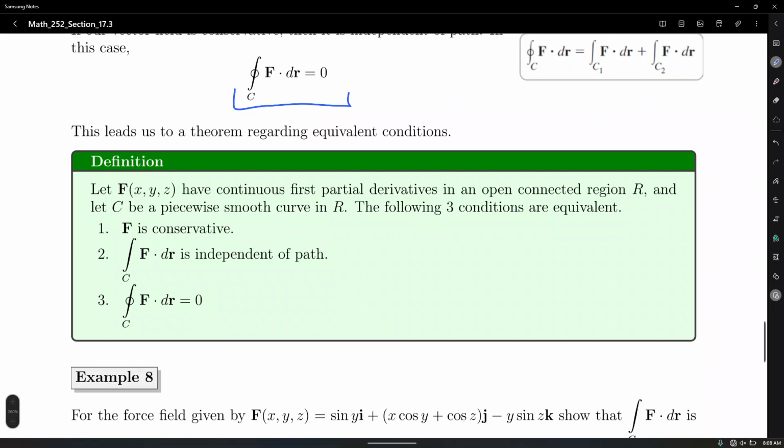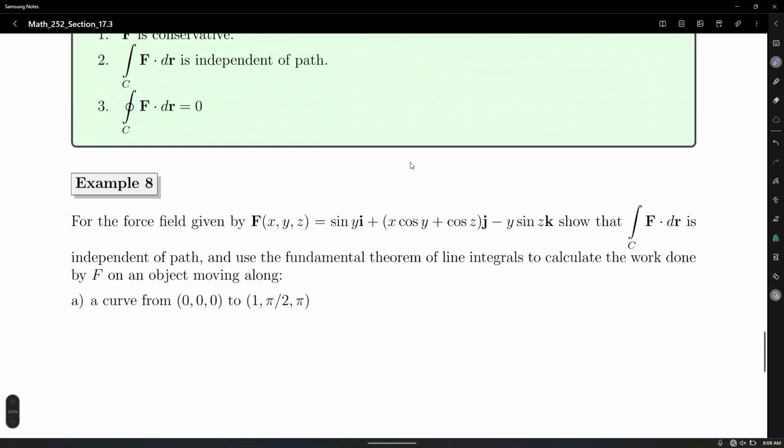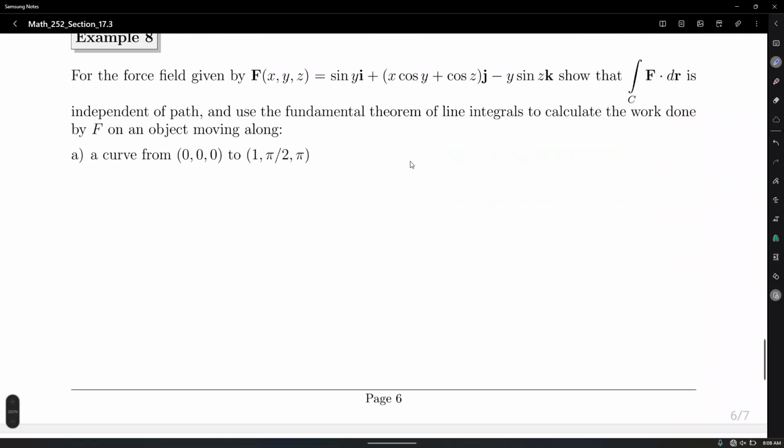All right, let's have a look at one example and wrap up the section. We're given the force field f of x, y, z. Show that the integral along C of f dr is independent of the path and use the fundamental theorem of line integrals to calculate the work done by f on an object moving along a curve. Again, it doesn't say which curve, right? So this vector field better be conservative, because if it's not, then what would be the final answer? Not enough information is provided, right? So this better be a conservative vector field.